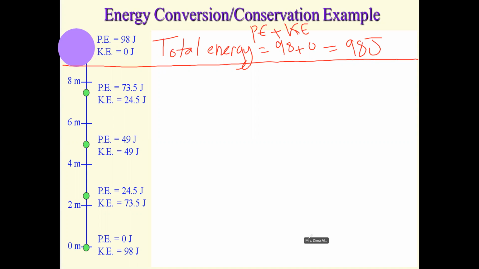Let's now have it here at 8 meter. At 8 meter, the potential energy is m, 1, times g, 9.8, times h, which is 8. What is the height now? It is 8. So when you multiply it here, you get the answer as 73.4.